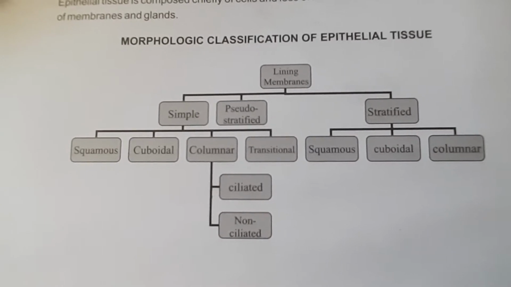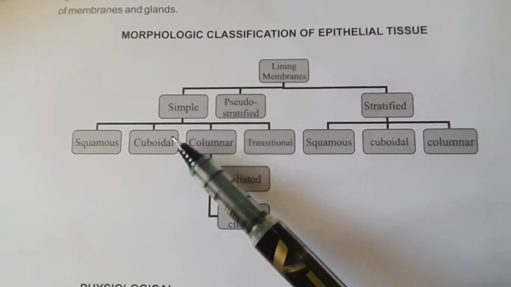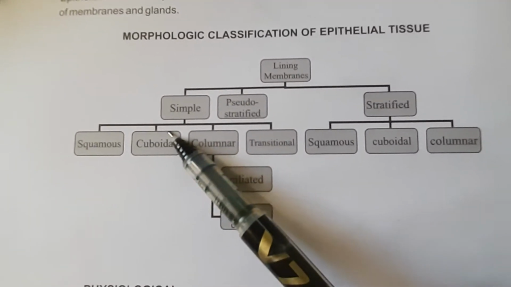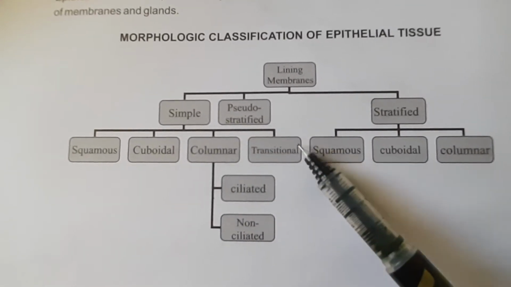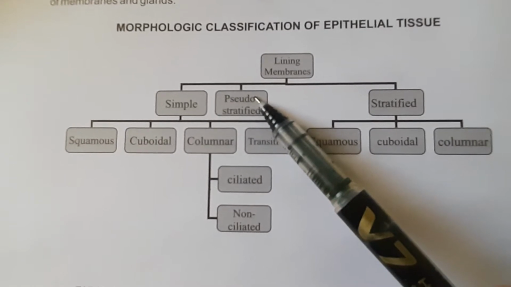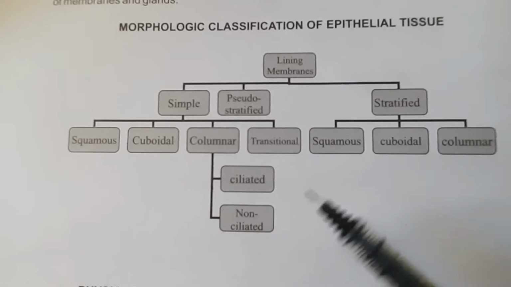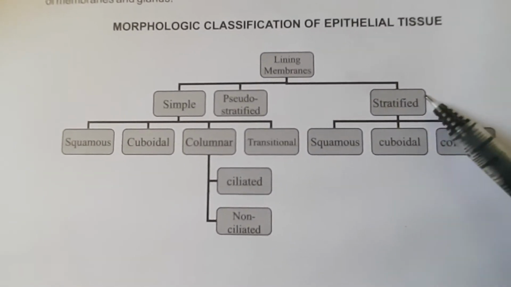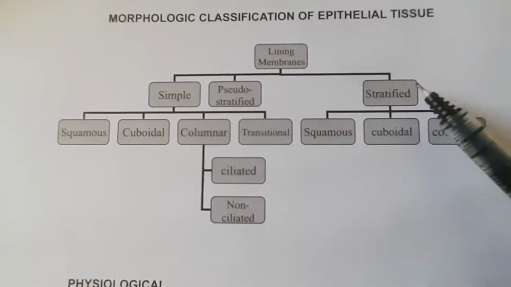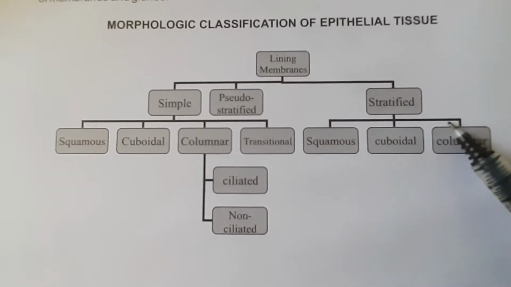Here you can find the classification of the epithelium. This is the lining tissue, and here is the simple epithelium. Simple epithelium is again divided into squamous, cuboidal, columnar, and transitional epithelium. One more here is the pseudostratified. In the columnar you can again find ciliated and non-ciliated. And here you can find the stratified. Strata means layer, so stratified means more than one layer. In the stratified you can find squamous stratified, cuboidal stratified, and columnar stratified.